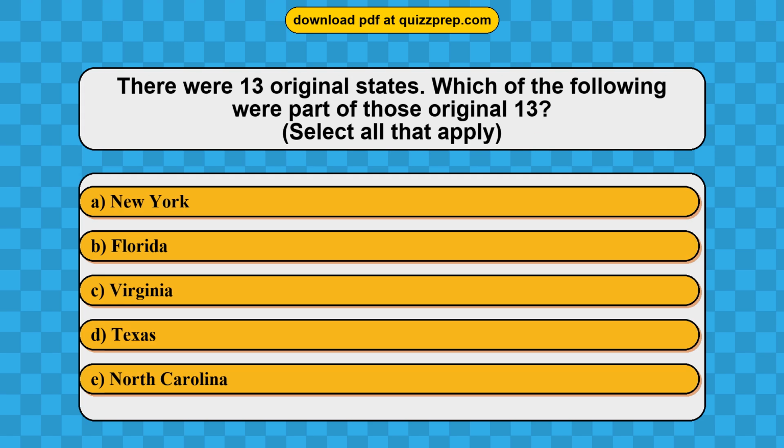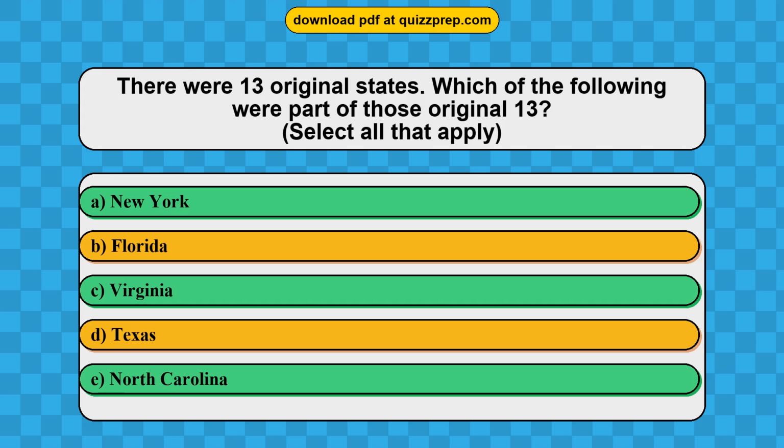Question 16. There were 13 original states. Which of the following were part of those original 13? Option A. New York. Option B. Florida. Option C. Virginia. Option D. Texas. Option E. North Carolina.